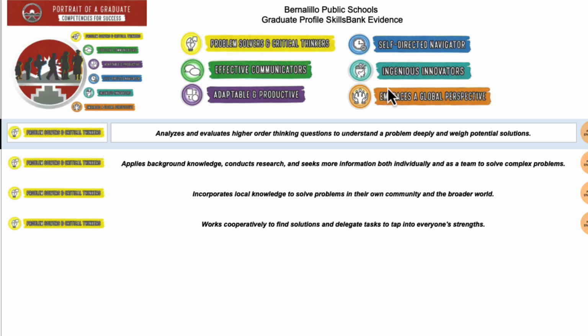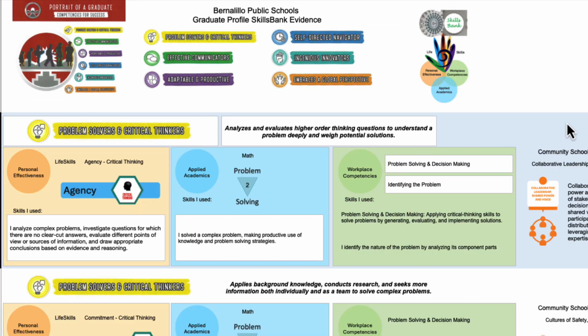So in order to see examples of what these skills would look like in student projects, here are the examples that can be shown. A student who did a project where they were required to analyze and evaluate higher order thinking questions would have a video over here to show that, much as we have done in the previous Santa Fe pilot. But the skills they would be showing for life, learning, and work are here. In this case, agency and critical thinking.